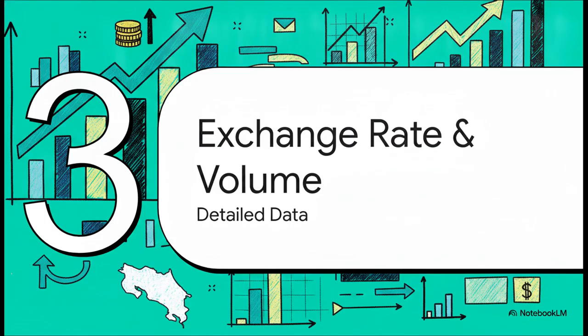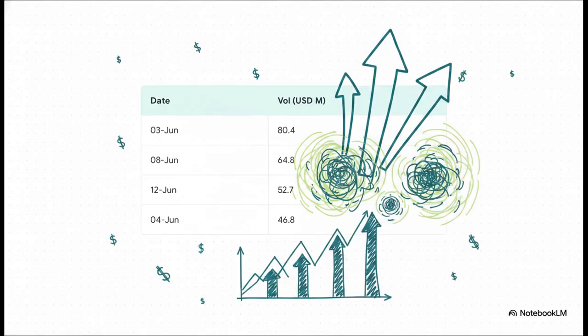Block 3. Exchange rate and volume. Here, we'll detail the hard data and transaction concentration. The data reveals a high concentration of market activity. While the daily average volume was $36.9 million, the peak sessions, June 3rd, 8th, 12th, and 4th, accumulated $244.6 million all on their own. That's 47.4% of the total negotiated volume for the entire 2-week period. Less than 30% of the sessions concentrated nearly half of the total volume.